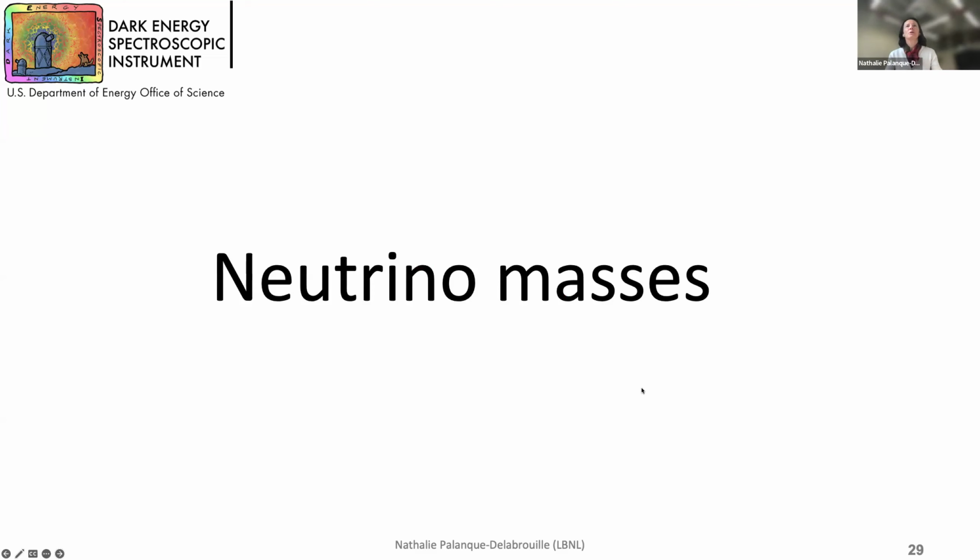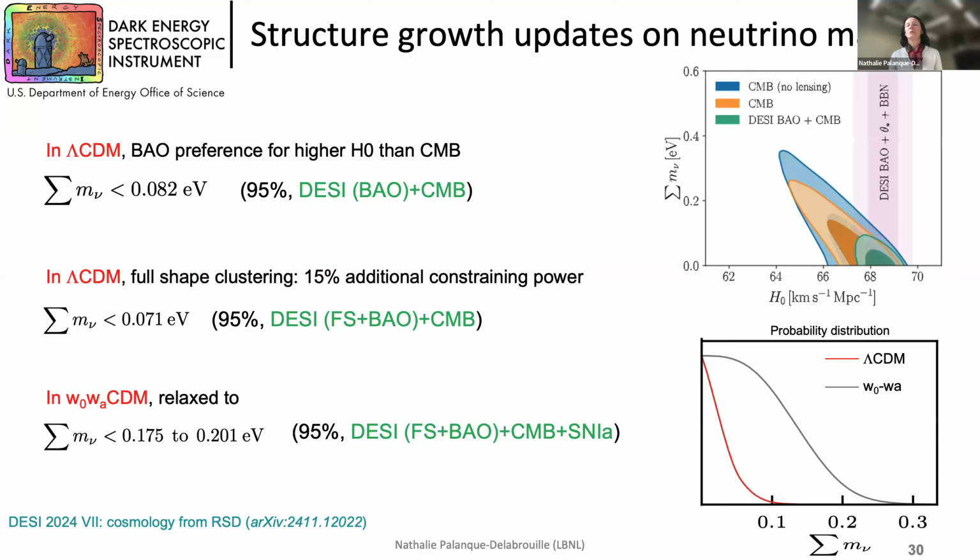And finally, just one word on neutrino masses. DESI can also study the impact of neutrinos on the expansion rate of the universe. And this is illustrated here: the sum of the neutrino mass as a function of h naught. In CMB, there's a strong degeneracy between these two parameters that DESI can actually break by determining h naught, as we've seen in the early slides of this talk.